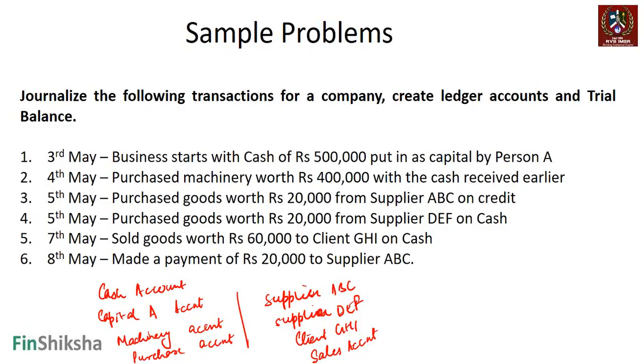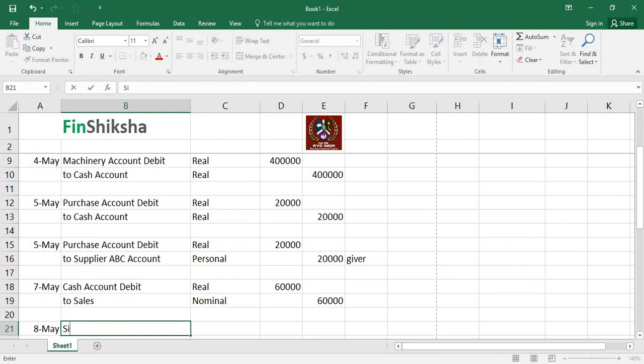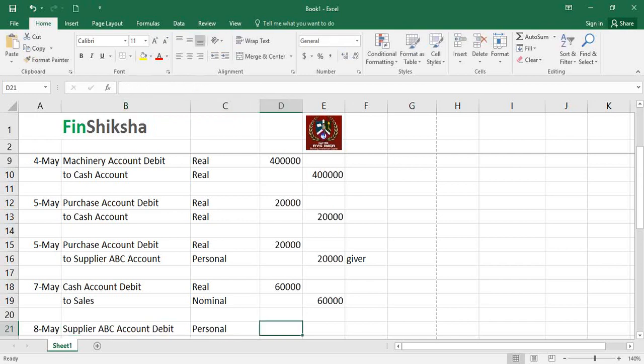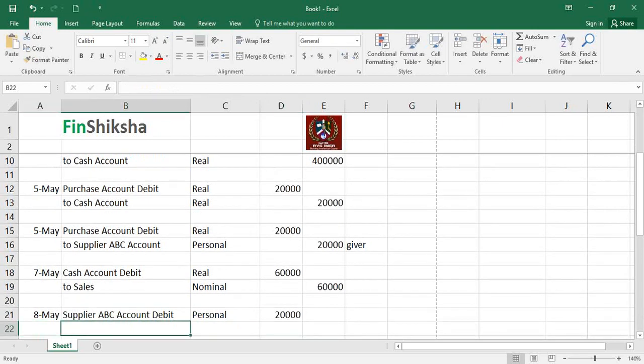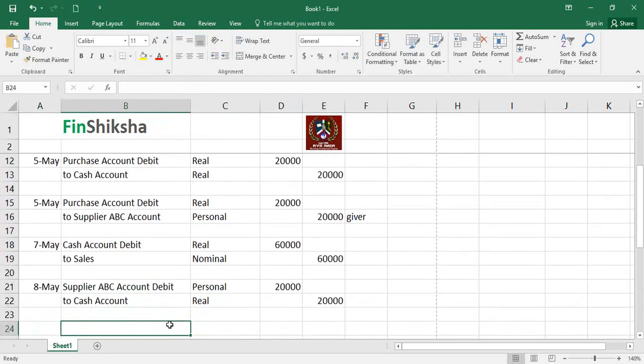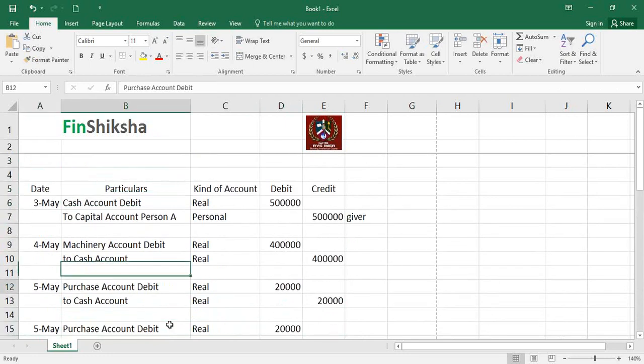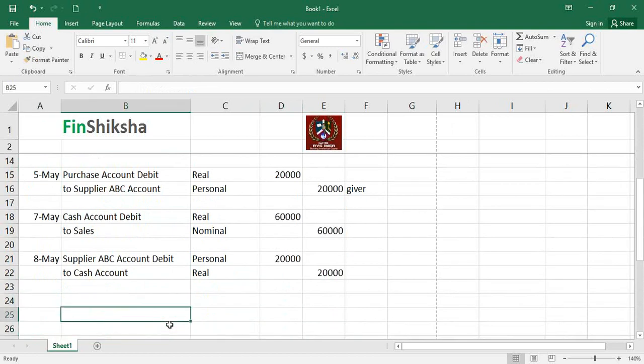you have made a payment of 20,000 to the supplier. So supplier ABC account debit. That's, remember, a personal account. He's a receiver in this case, 20,000 to cash account. Cash is a real account, 20,000 goes out. Correct? That's your entire journal entries for these transactions, right? Now we can go about making the ledger account entries.